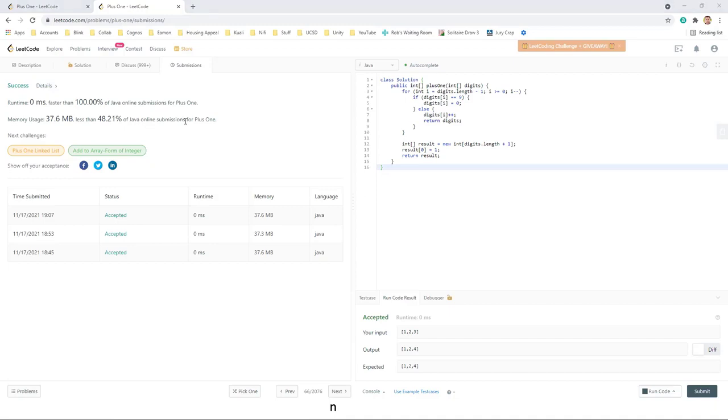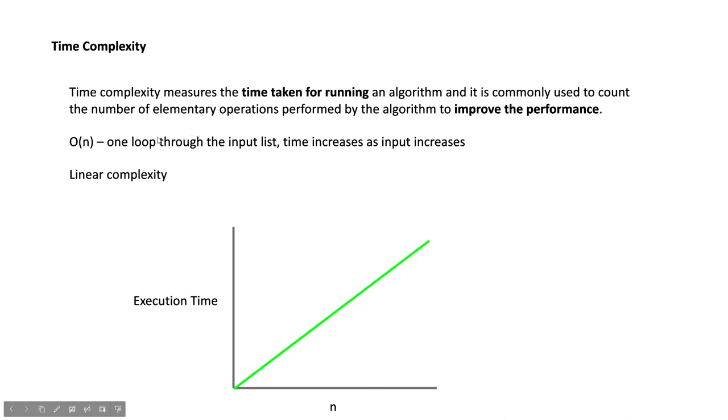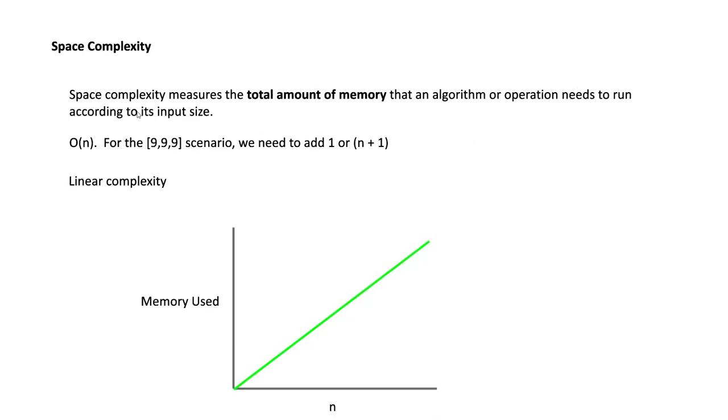All right, so for the space and time complexity, we have one loop through the input list. And so as the input list increases, the time increases to go through that loop. So we have linear complexity. Now, the space complexity is also O of n. Specifically for the case of 999, where we need to increment that and add 1, so n plus 1. And so we get, again, linear complexity, O of n.